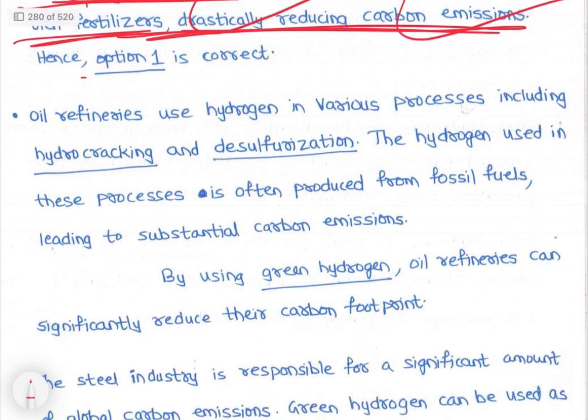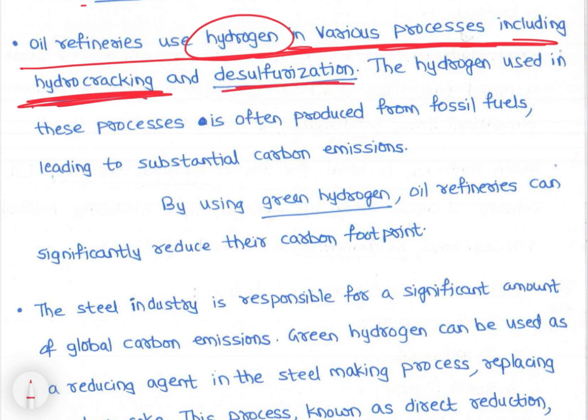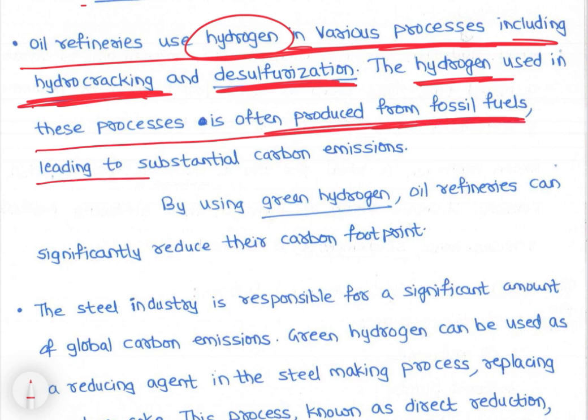Option 1 is correct. Then oil refineries use hydrogen in various processes including hydrocracking and desulfurization. The hydrogen used in these processes is often produced from fossil fuels, leading to substantial carbon emissions.